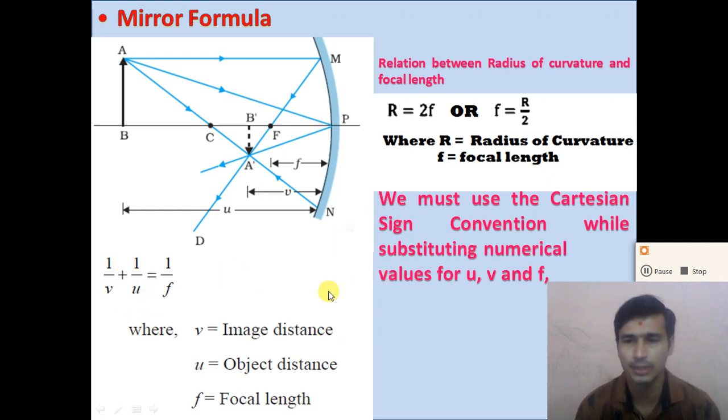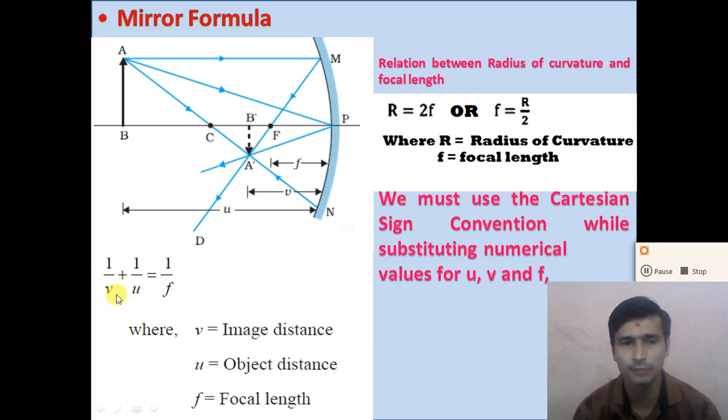So dear student, this formula is very useful to solve the examples of the mirror, right? In the examples, object distance is given to you, focal length is given to you, you need to calculate the image distance, at what position the image will be formed. So the mirror formula is very important for the examples, right? So what is the mirror formula?